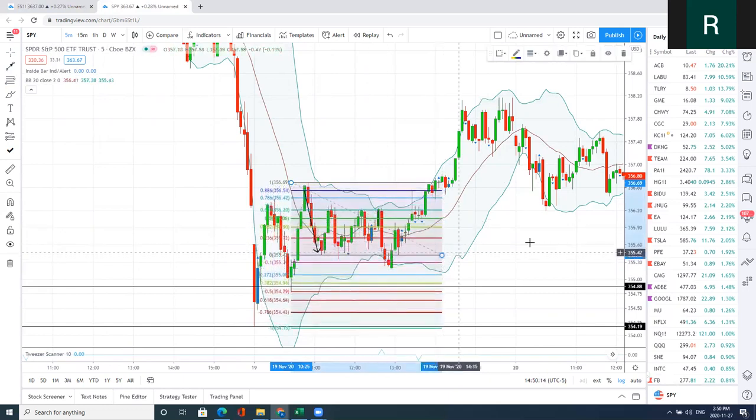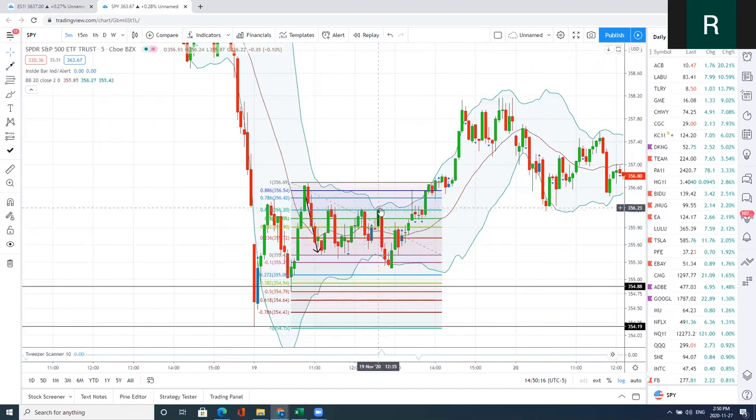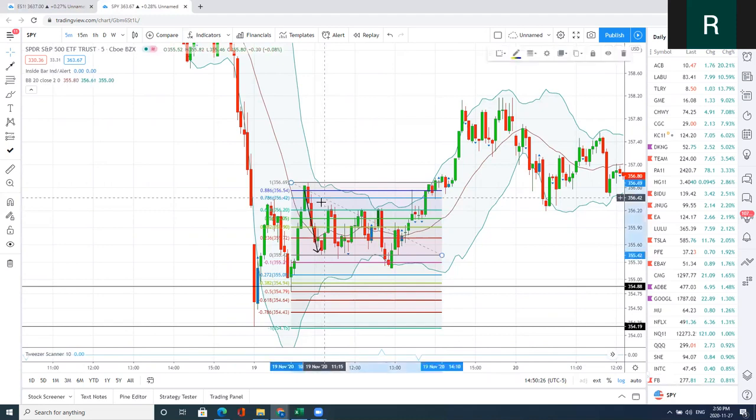Now look at this. 618, 618, 618. Trade to 10% extension. Absolutely stunning and beautiful. For me, this is like art. I really love this. And that's why they call me the Fibonacci King.